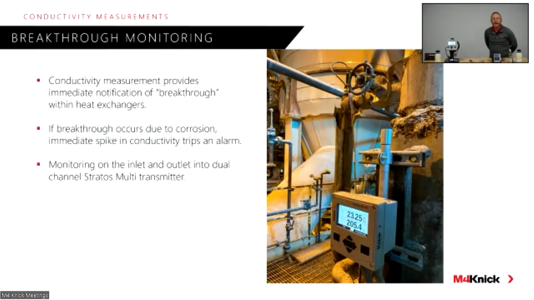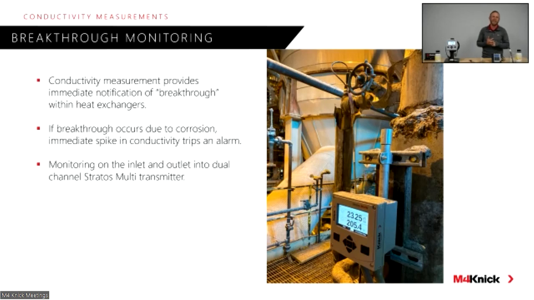Another very common application in industrial plants, and again, this can be whether it's in a refinery or a chemical plant. Oftentimes, many of you are utilizing heat exchangers to cool a hot process. And those heat exchangers are typically made of an alloy, and corrosion, of course, can occur. Conductivity is a great technology to monitor for corrosion that may be taking place in a heat exchanger.